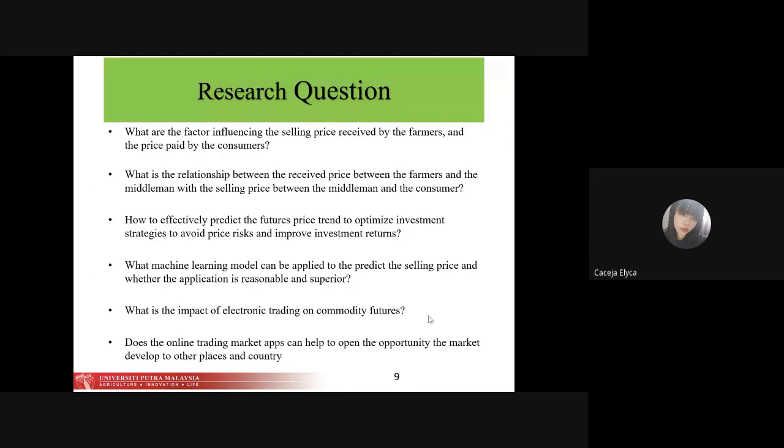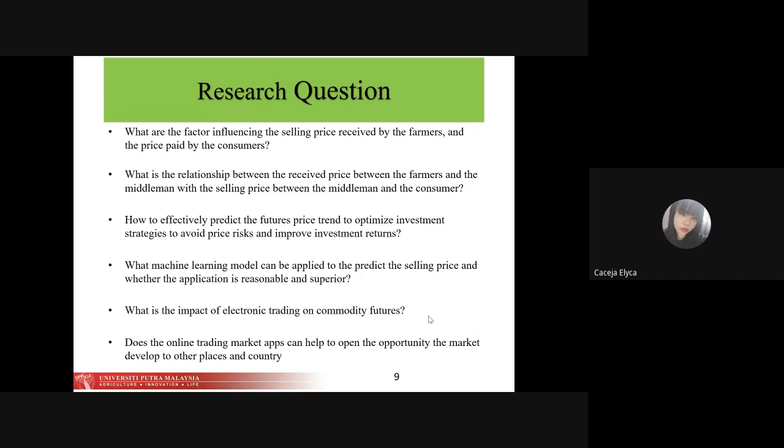So my research question is, what are the factors influencing the selling price received by the farmer and the price paid by the consumer? I want to know what is the relationship between the reserve price between the farmer and the middleman with the selling price between the middleman and the consumer, and then how effectively to predict the future price trend to optimize the investment strategies to avoid price risk and improve investment return.